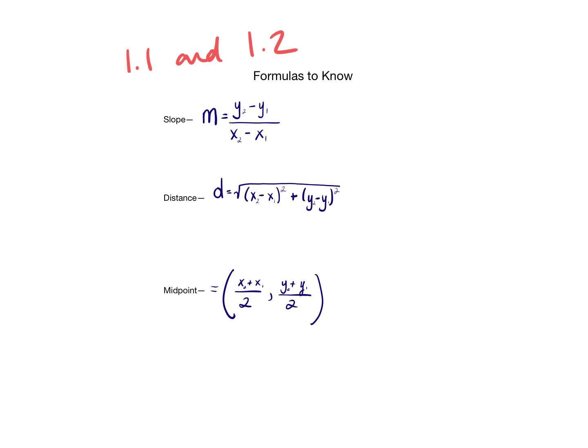The slope is the change in y's over the change in x's. So y2 minus y1 over x2 minus x1. Let's say we had 2 points. I'm going to make up 2 points here so we can practice finding the slope, distance, and midpoint. So if we had 0, 3, and let's say 4, 1.